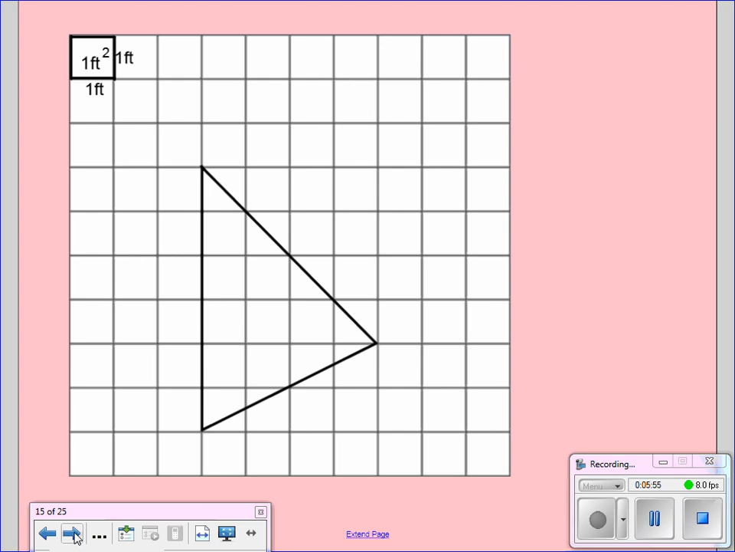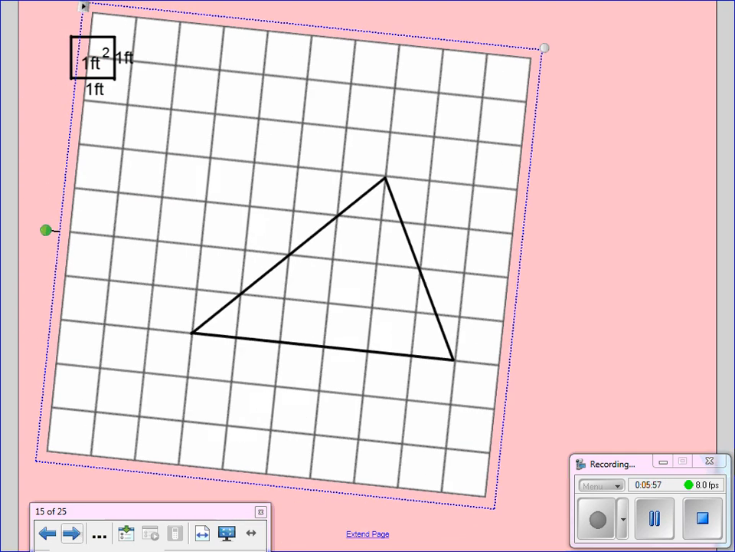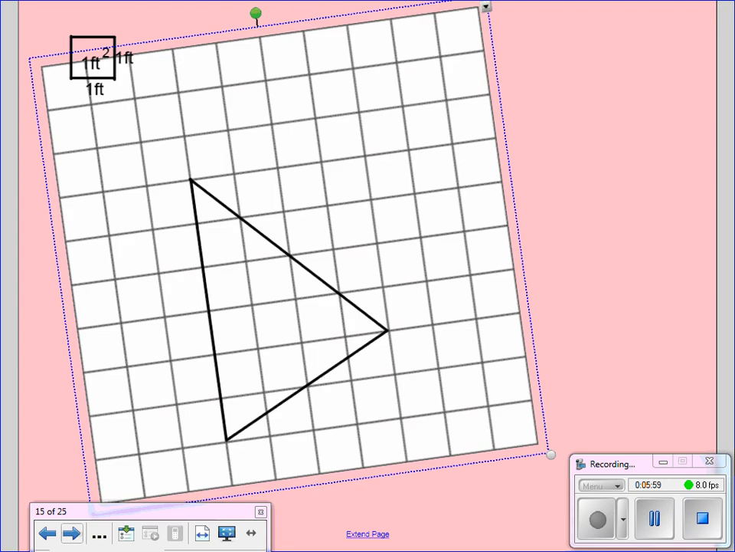Take a look at this problem. If I were to flip this problem, it would make sense, right? So let's just do it like this.